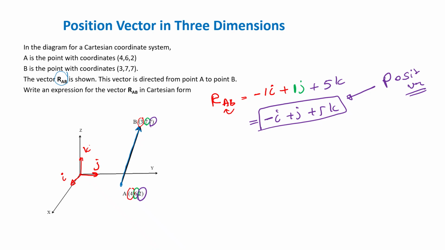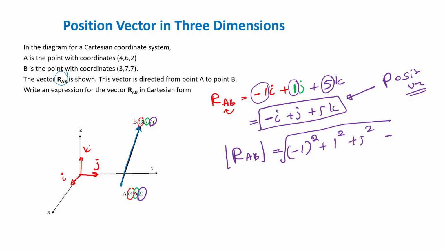If I ask you to find the magnitude of this AB, how do we find the magnitude? Do you remember? Root of the squares. Yes, so in front of this one you have negative 1 squared, and in front of this you have 1 squared, and here you have 5 squared. Taking the square root of this will give you the magnitude of AB. Can you find me that, please?